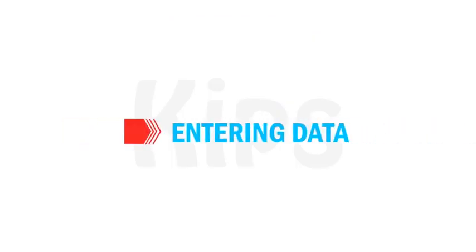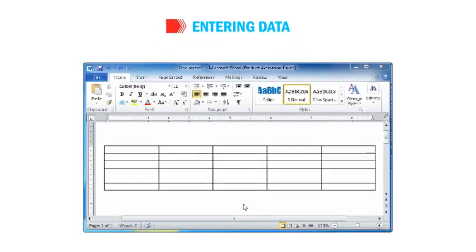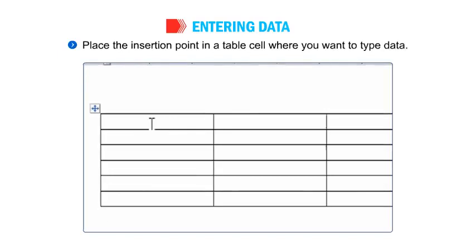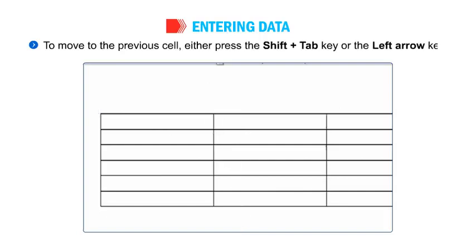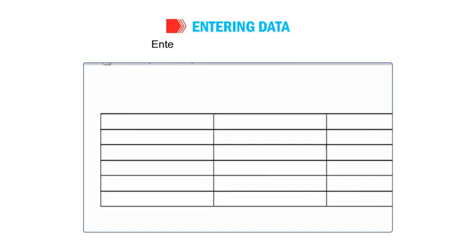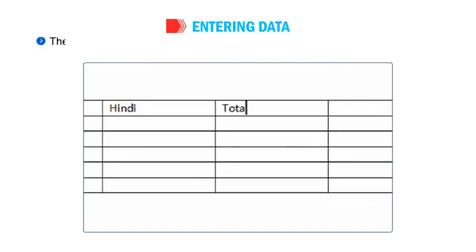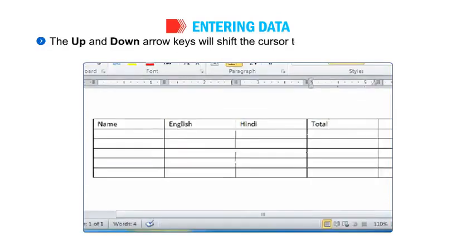Now let us learn how to enter data in a table. Place the insertion point in a table cell where you want to type data. To move to the next adjoining cell, either press the Tab key or the right arrow key. To move to the previous cell, either press the Shift plus Tab key or the left arrow key. Enter the data as given in the table. The up and down arrow keys will shift the cursor to the cells above or below the current cell.